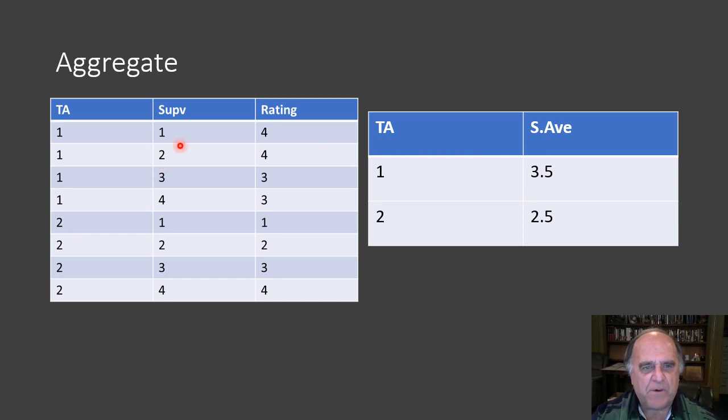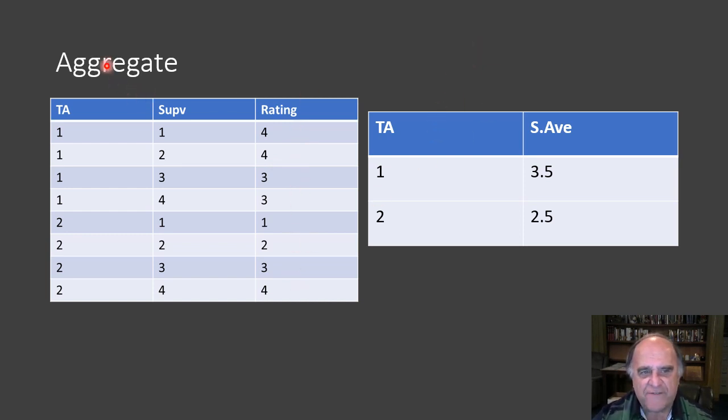So this might be what our data would look like originally. We have the TA, TA1. TA1 has 4 supervisor ratings. Here they are. TA2 has 4 supervisor ratings. Here they are. These are the supervisor numbers. These are the ratings. So the TA number, the supervisor number, and the ratings.